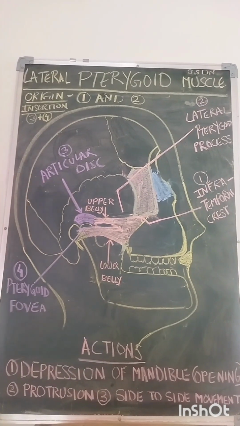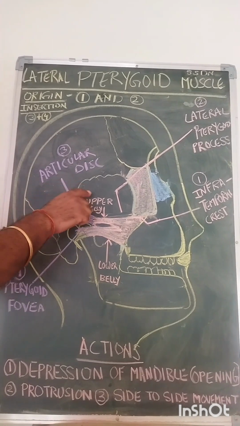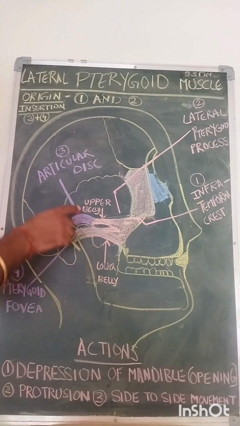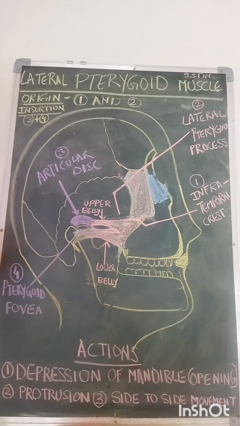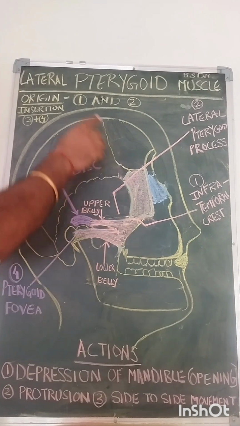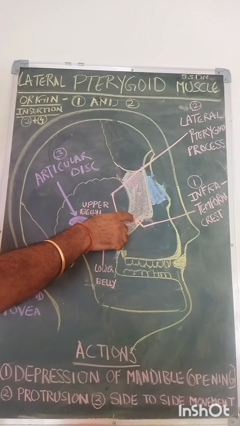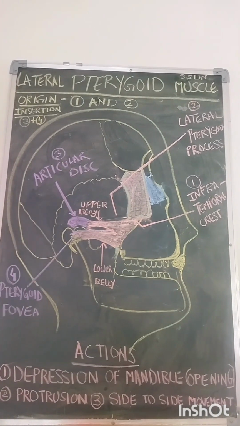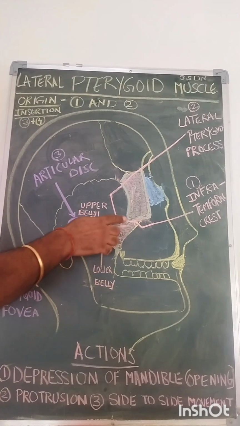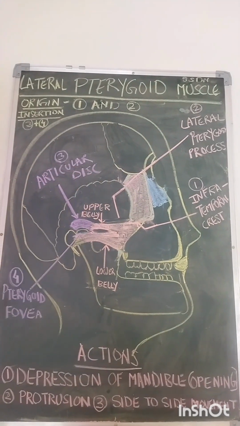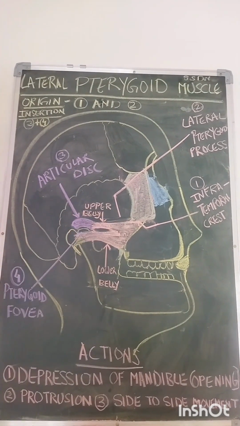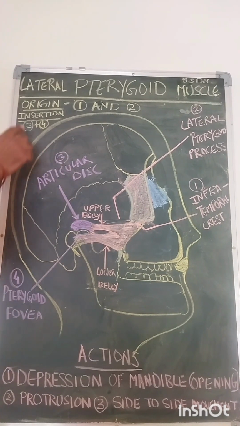So lateral pterygoid arise from two surfaces as upper belly and lower belly. Upper belly has minor fibers, whereas majority of fibers are from lower belly. Upper belly arise from infratemporal crest and infratemporal surface, whereas lower belly arise from lateral surface of lateral pterygoid process or the plate. Both of the bellies, they unite together and they get inserted into 3 and 4.